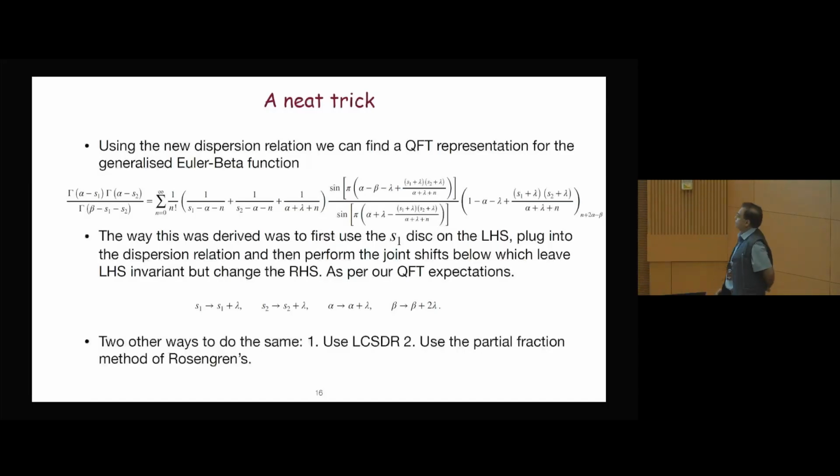There are two different ways of doing the same thing, and unfortunately I will not have time to explain either of them. So you can introduce this parameter lambda either by using this local crossing symmetric dispersion relation, or using this partial fraction method, which was introduced by Halmar.